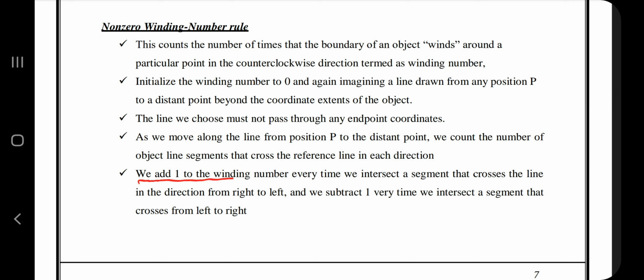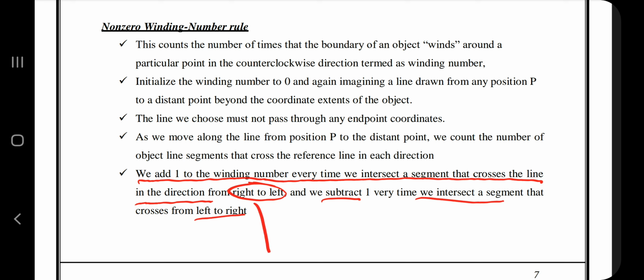We add 1 to the winding number every time we intersect a segment that crosses the line in the direction from right to left. When you are moving from right to left, add 1 to it and subtract 1 when we intersect the segment that crosses from left to right. And right to left can also be taken from bottom to up, and left to right can be taken from top to bottom. If you explain this point with a relevant diagram, that should be sufficient for you.